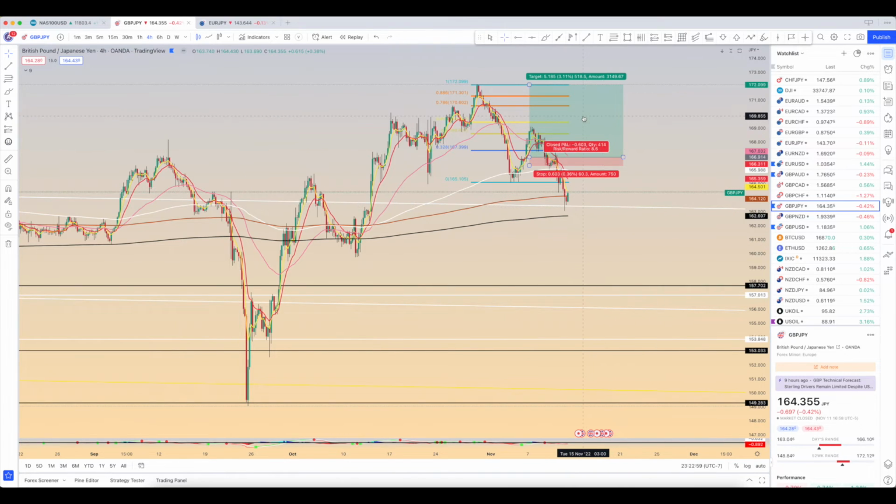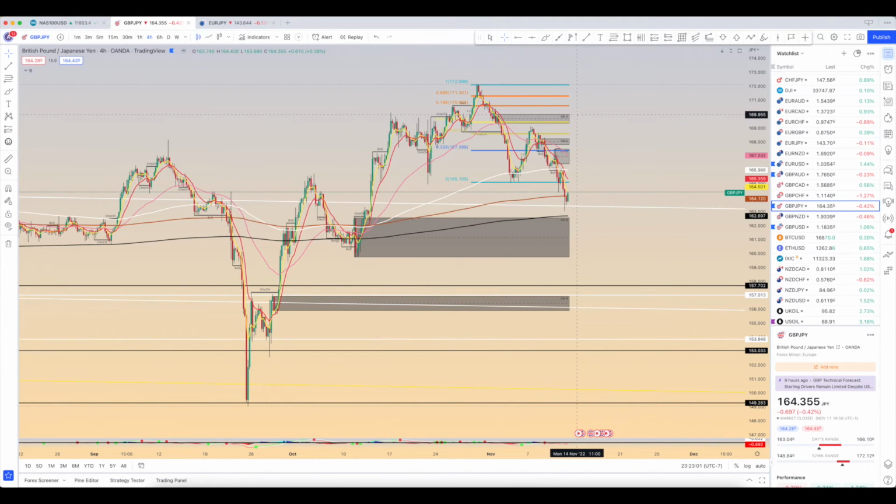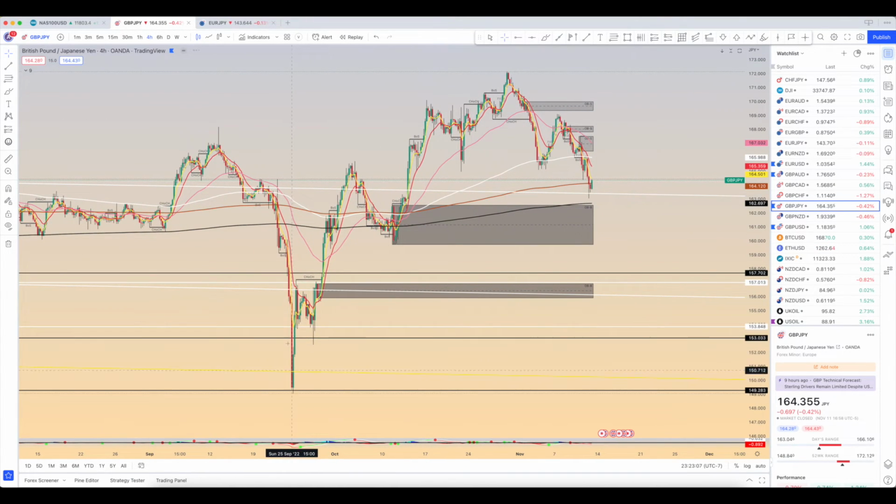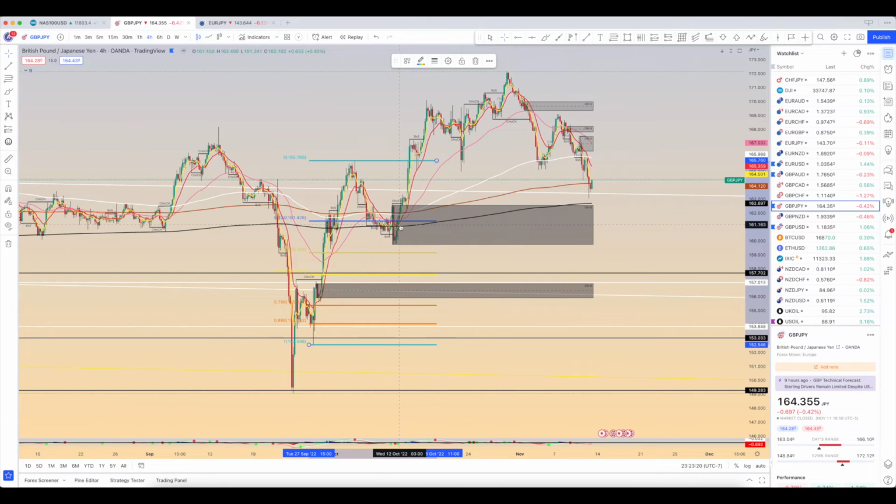GBP JPY, a bit of a bummer. That didn't work out as planned, so I'll just get rid of that trade idea. I still think that this is going to go up overall, right? You saw that institutional play right here. This is where it rejected from. So if we take a fib and go from here to here, it's almost at that 50%. So it's very likely that that could be a rejection zone, but I'm not really interested in this pair right now.